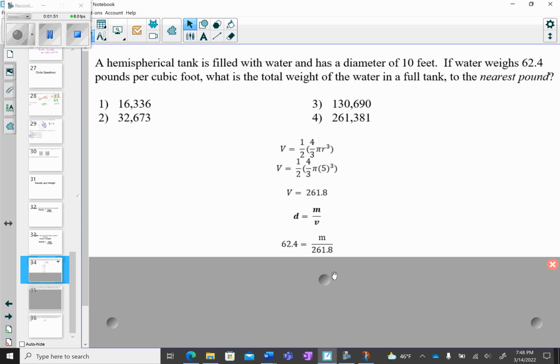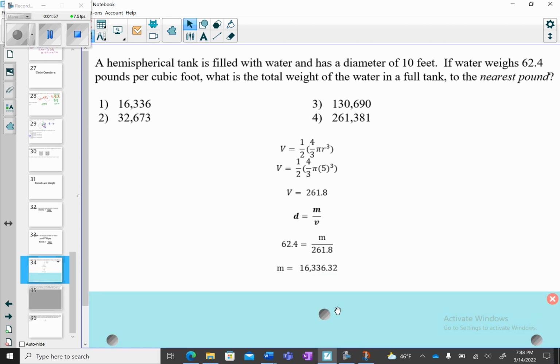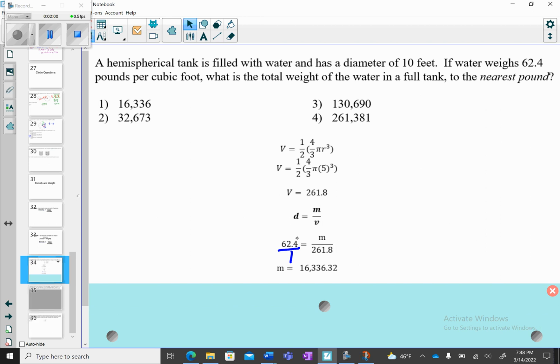Now, because that's a proportion, we can put 62.4 over 1 and cross multiply. So we can do 62.4 times 261.8. We're going to get 16,336.32, and that's going to be our answer. So we're using the volume formula, and then we're using our density is equal to mass over volume formula.